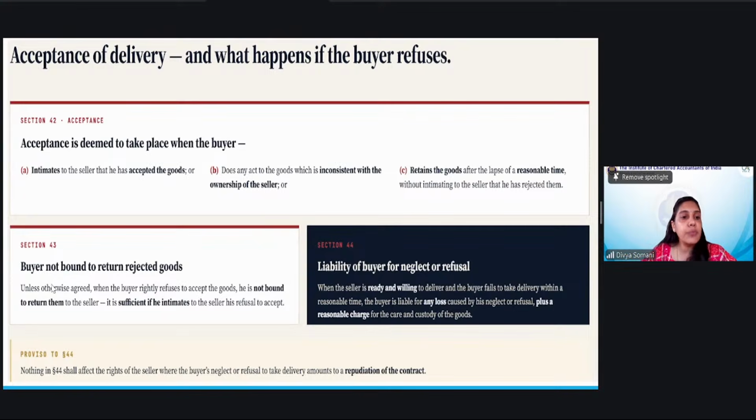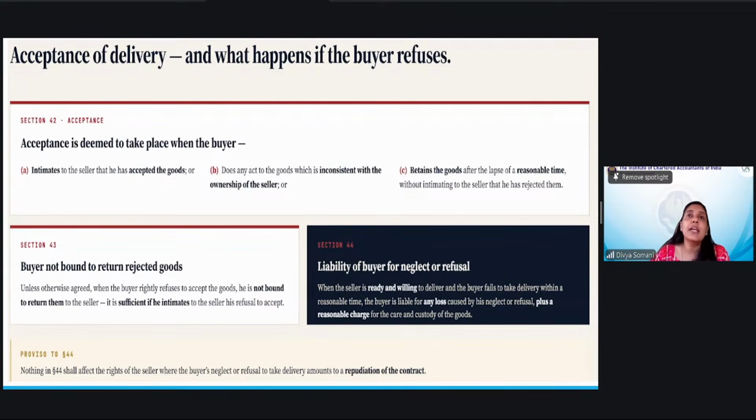Let me read this section 43. Buyer is not bound to return the rejected goods. So if the goods have been rejected by the buyer, he does not want a particular kind of goods. Let us consider the example that when you have ordered online, you have received the goods, you don't like those goods, you have rejected them already. I mean, these are not the goods which I had thought of, so I want to return them. You have rejected those goods. But the law says that it is not your duty to return.